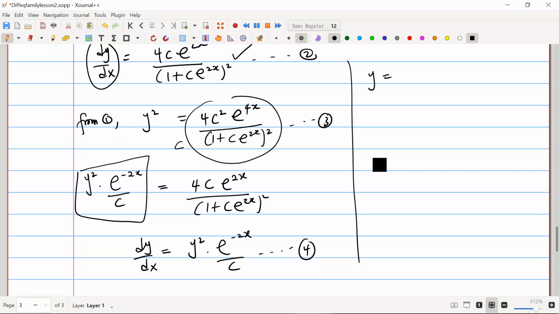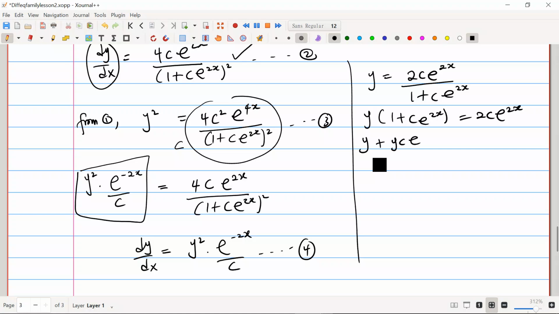We're saying y is equal to 2c e to the 2x over 1 plus c e to the 2x. Now if you rearrange things, if I do away with the fraction, I'm going to have y times 1 plus c e to the 2x is equal to 2c e to the 2x. What I did was multiply each side of the equation by the common denominator, right? Now if I expand the left side, I'm going to have y plus yc e to the 2x is equal to 2c e to the 2x, right?